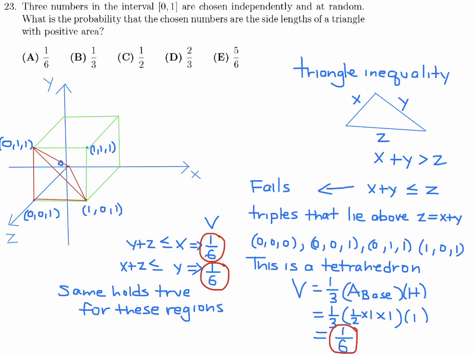And that's obviously 3/6, which is a half. But we don't want the ones that fail, we want the ones that succeed. So if you want the ones that succeed in creating a triangle, you'd have to subtract this from 1. And when you do, you get a half. And that is the answer to the question. So number 23, the answer is C.